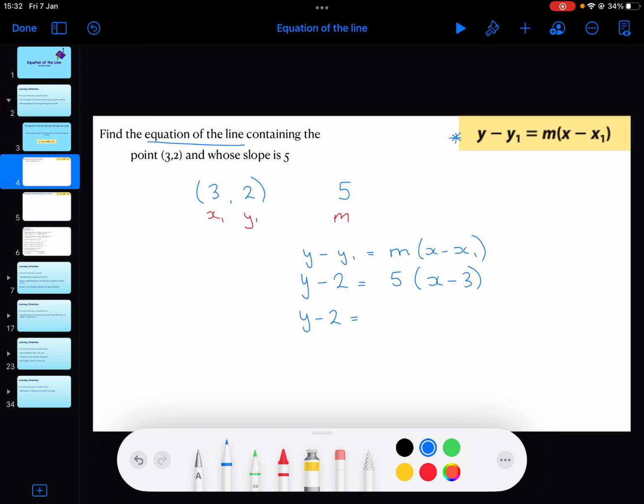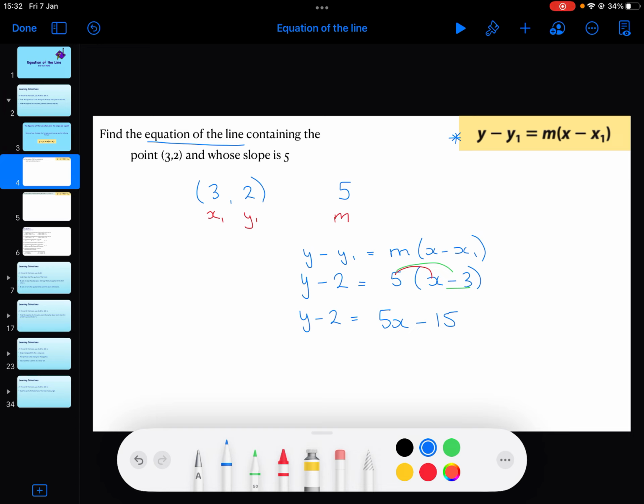But I can simplify the other side. So I want to multiply 5 by this bracket. This is going back to your algebra rules. So I multiply 5 by the x, and that's going to give me 5x. And then I multiply the 5 by the minus 3. So don't forget the minus, and that's going to give me minus 15.